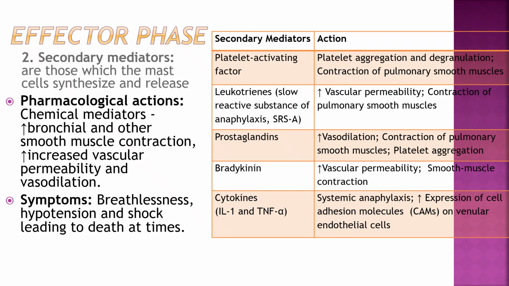Secondary mediators are those which the mast cells synthesize and then release. Their pharmacological actions: the chemical mediators increase bronchial and other smooth muscle contraction, increase vascular permeability, and cause vasodilation. The symptoms are breathlessness, hypotension, and shock, leading to death at times. Examples are platelet activating factor, leukotrienes, that is slow reactive substance of anaphylaxis, prostaglandins, bradykinin, and cytokines such as interleukin-1 and tumor necrosis factor alpha. They cause systemic anaphylaxis and increase expression of cell adhesion molecules on venular endothelial cells.